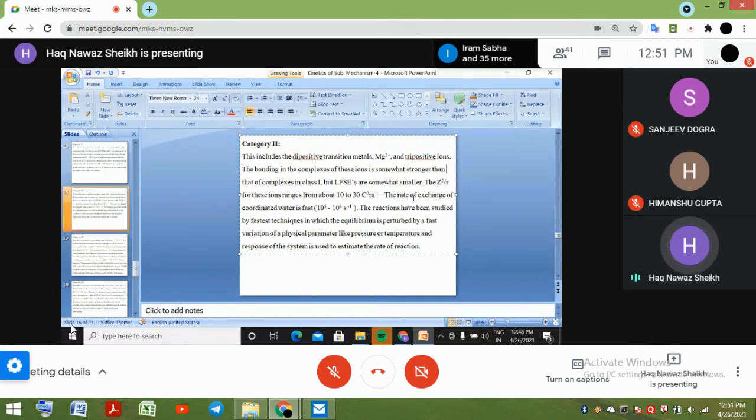So there are techniques now developed known as fast flow, flash flow techniques, in which the change in concentration is monitored by special fast flow techniques, and these reactions have been monitored now.